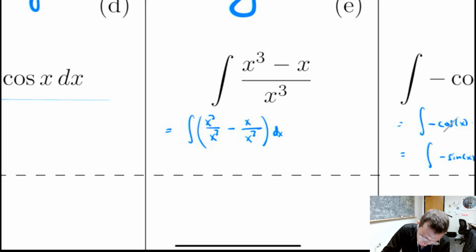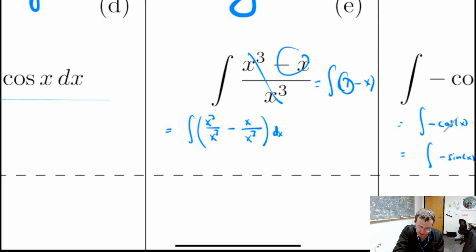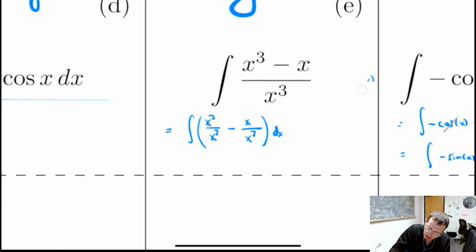I see a lot of confusion about how to cancel. A very common mistake here would be to say that these x cubeds cancel and leave behind a 1, and then you still have the minus x. So you get 1 minus x. But the cancellation doesn't quite work that way. And it might help to understand why you can split a fraction up like this.